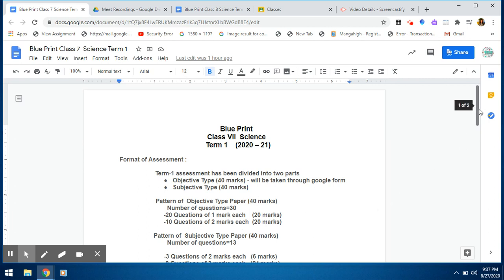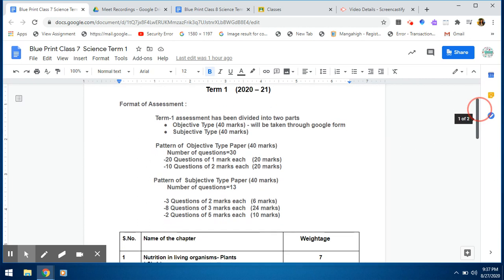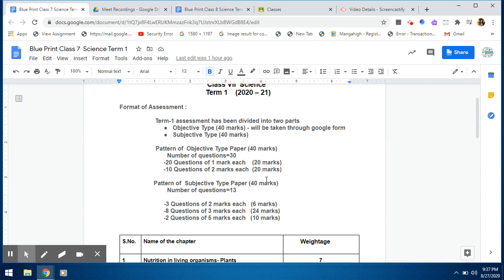Now let us see the pattern of subjective type paper. The pattern of subjective type paper is as follows. It will be of 40 marks. There'll be 13 questions in all. 3 questions will be of 2 marks, 8 questions of 3 marks, and 2 questions of 5 marks.